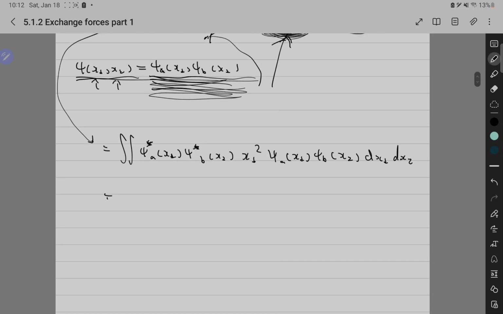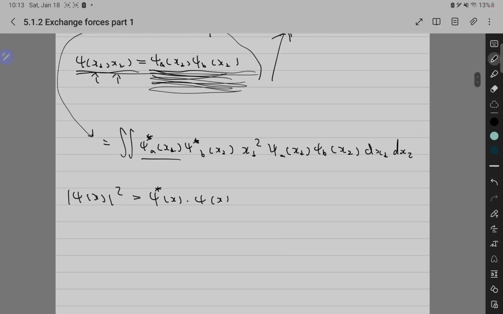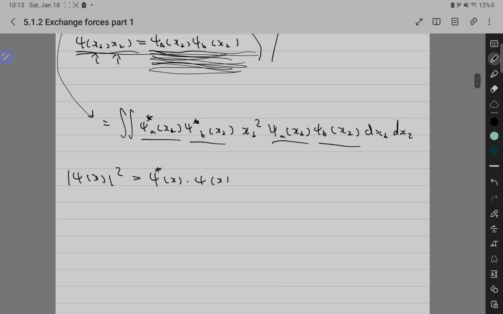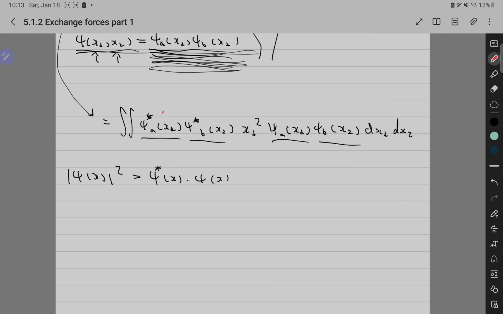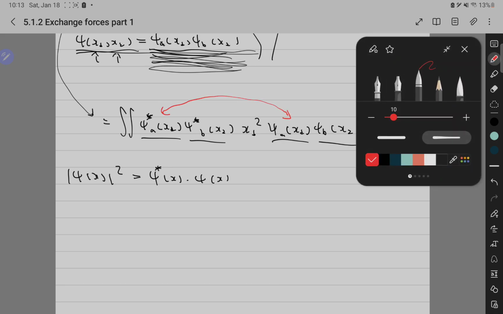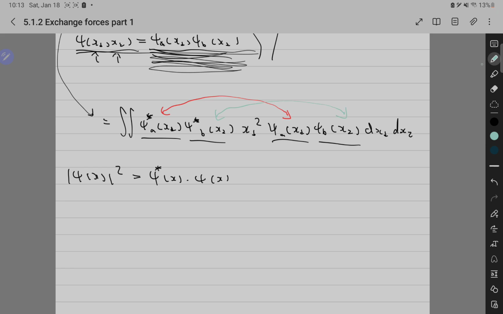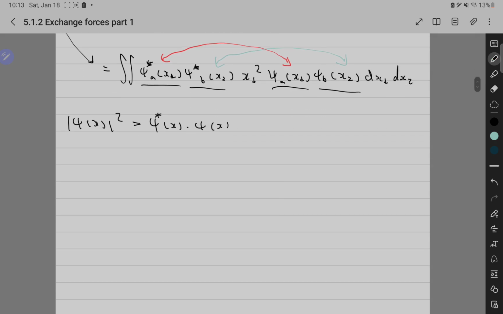So if we keep breaking this down, if you want to group the like terms, because remember, |psi(x)| squared is equal to psi conjugate (x) times psi (x), right? So in this case, we can group the like terms. We have psi a conjugate (x1), we have psi a (x1), and we have psi b conjugate (x2), and we have psi b (x2), right? So if we group this and this, and we group this and this, we obtain the following.